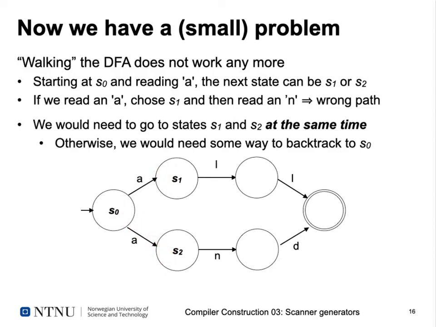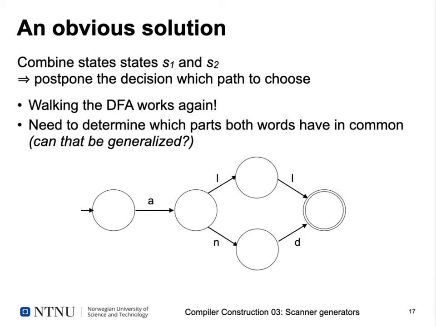And now let's say we have and at the input, but our automaton chose to go the upper way here. So it read the first A, went to S1, and then the only way to go forward here is to read an L. But we have an N at the input because we had an input word of and. So our automaton is stuck because it's unable to go back. We would need some way to backtrack here. And this is very, very complicated and in the common case even impossible to build. So we need a more advanced way to do this.